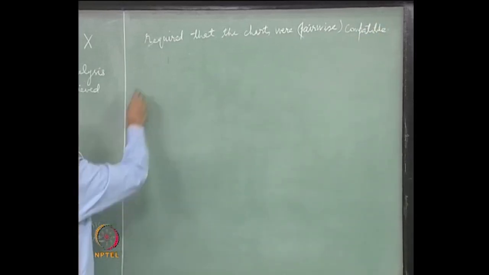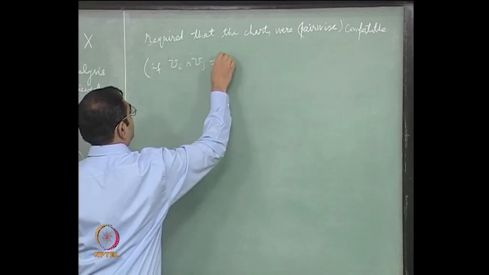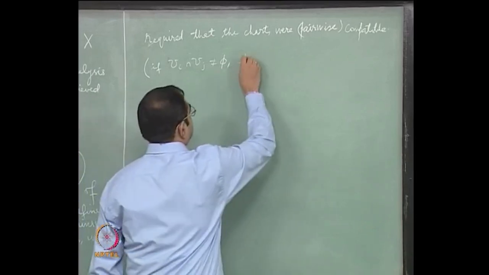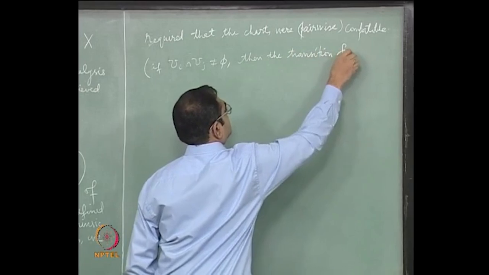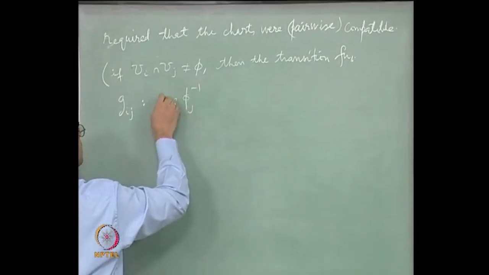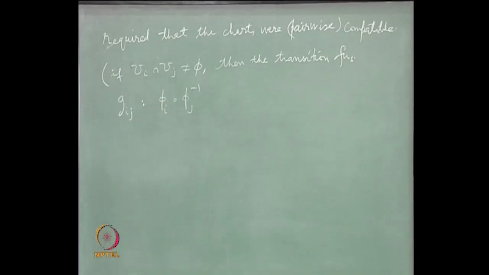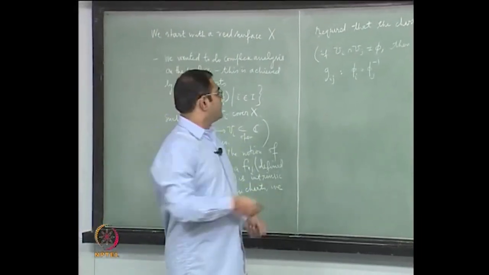And what was this pairwise compatibility? The condition was that if U_i and U_j were intersecting non-trivially, that is, the intersection was not empty, then the so-called transition function, which I denote by g_ij, which is first apply phi_j inverse and follow it by phi_i, is going to be a homeomorphism from an open subset of the complex plane to another open subset of the complex plane. I want this to be holomorphic. Because it is injective, that is also equivalent to requiring that this function is a holomorphic isomorphism, because an injective holomorphic map is also a holomorphic isomorphism, the inverse also becomes holomorphic. So it is holomorphic.